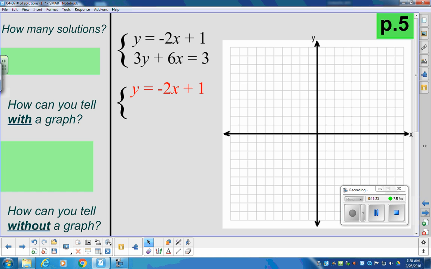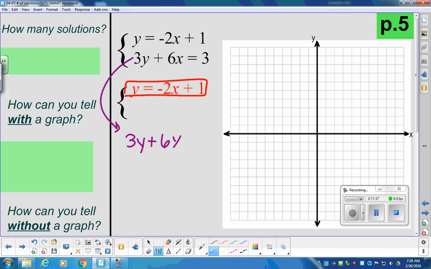All right, on the top of the next page then, page 5, this will be our last question for today. So we have these two equations. They have to be solved for y. First equation's ready to go. It's already solved for y. The second equation requires us to do some work. So down here we have 3y plus 6x equals 3. We are going to solve for the variable y. So we're going to subtract 6x, copy, paste.